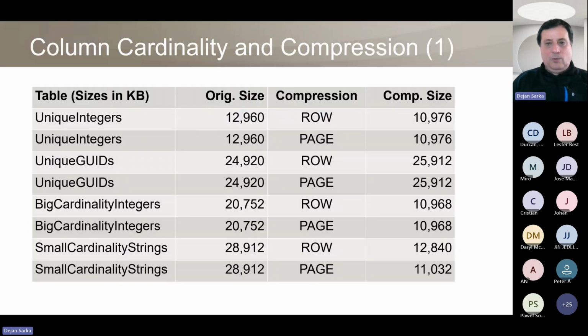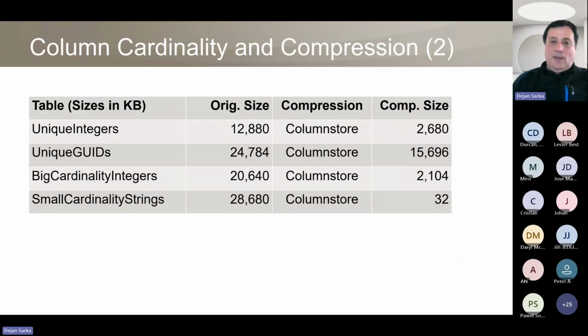So if I go to the summary here, of course, again, I can see that this is extremely impressive with small cardinality strings. Still not very impressive with GUIDs. Already we got this 10 times with big cardinality integers.